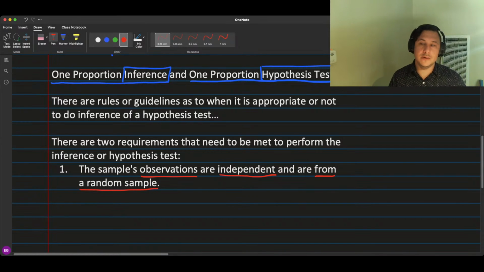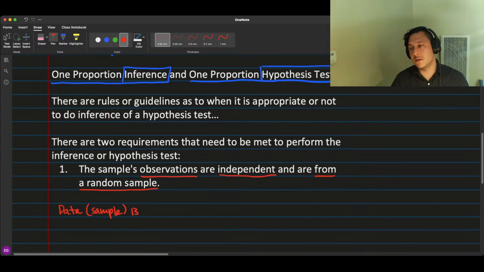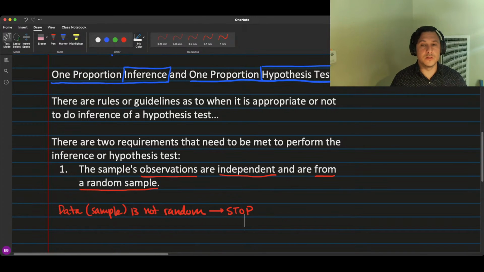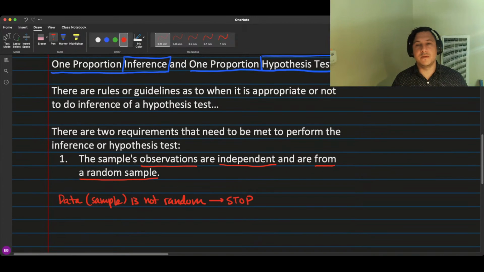Okay, so what this is telling you is that, let's say that your data is not from a random sample. Your data, in other words, your sample information, is not random. Then performing one of these tests is a no-no. You should stop. You can't perform the test. Your results will be meaningless. These results are only valid if you got a random sample. And let me give you some examples of this. What would not be a random sample?